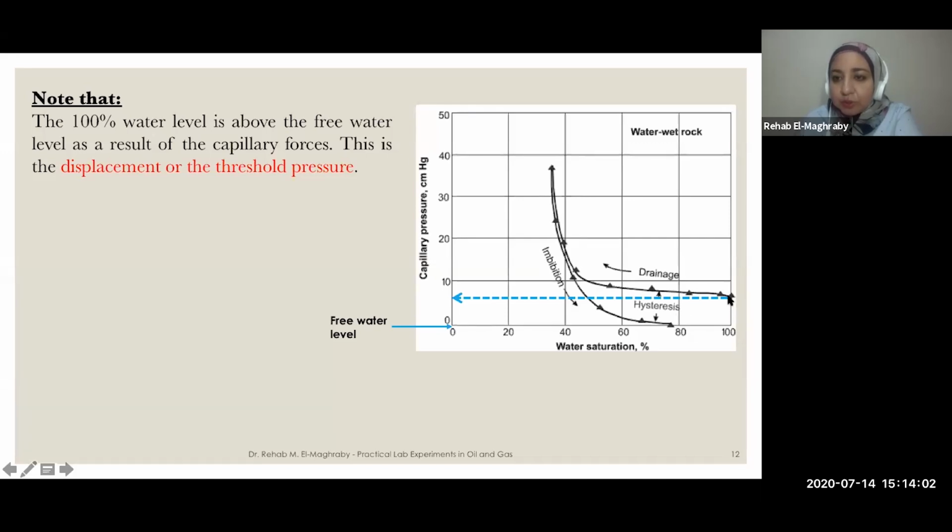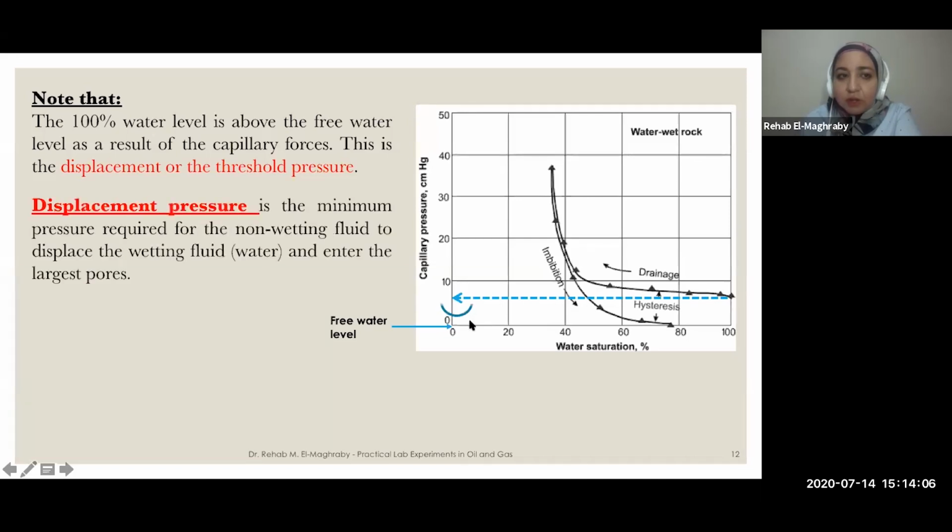So the threshold pressure in this curve, you can find it here. This is the value of the threshold pressure or the displacement pressure. At this value, it is the oil-water contact. You can find this at this value of displacement pressure or threshold pressure. You will find in your reservoir the oil-water contact.